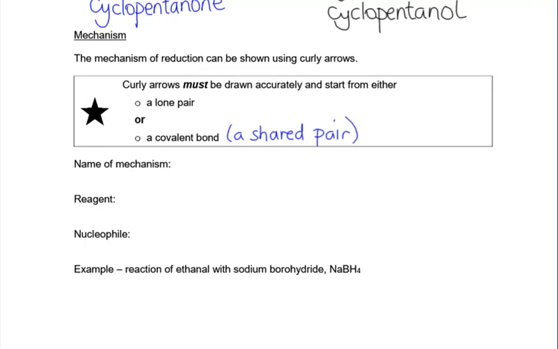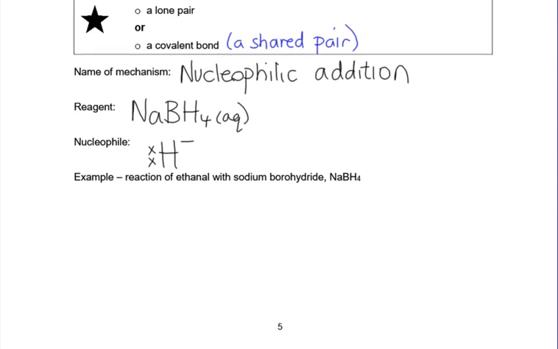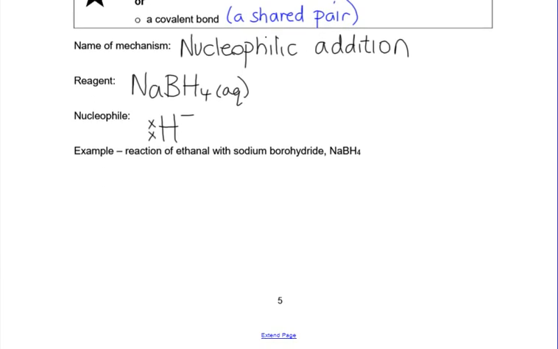Now the name for this mechanism we mentioned at the start of this video is nucleophilic addition. And although the reagent is sodium borohydride in aqueous conditions, the nucleophile is just the hydride ion. Now hydride is a H-, so the hydrogen's got a full shell, 2 electrons, and so it has a minus charge.